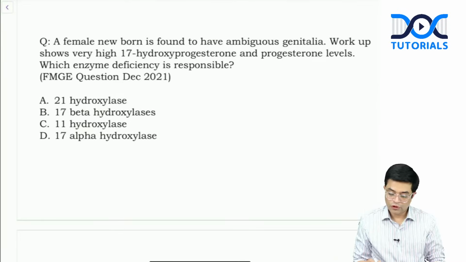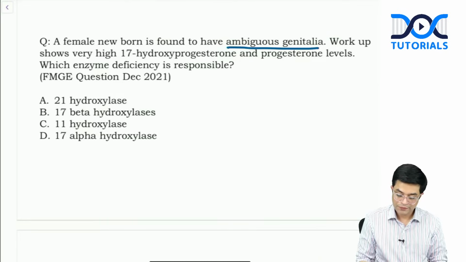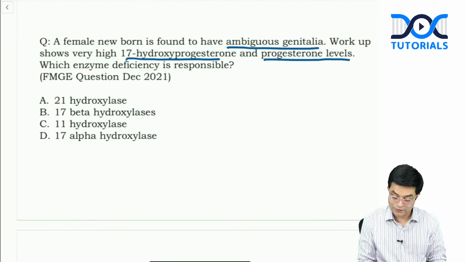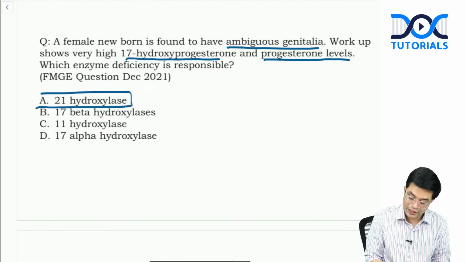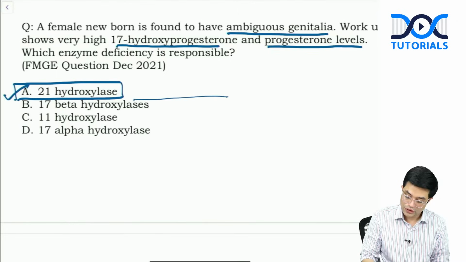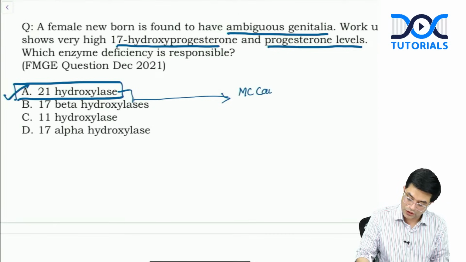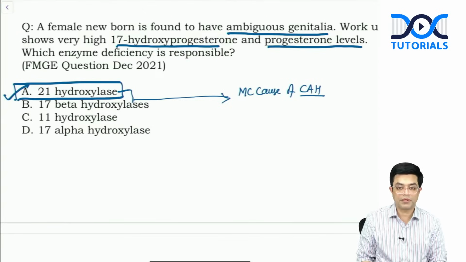Next question, female newborn is found to have ambiguous genitalia. Workup shows very high 17-hydroxyprogesterone and progesterone levels. Which enzyme deficiency is responsible? The answer to this question is A, 21-hydroxylase. Why? 21-hydroxylase deficiency जो है, this is the most common cause of CAH. CAH is congenital adrenal hyperplasia.